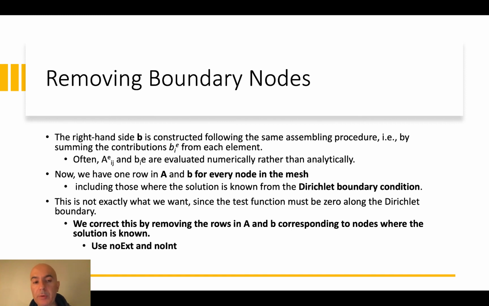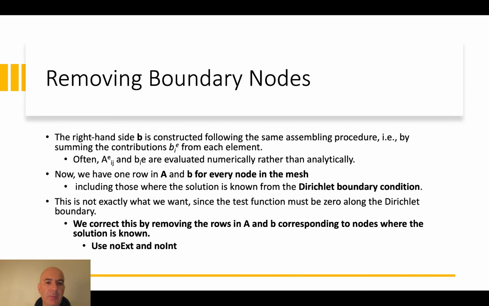And also we are going to follow the same procedure we saw in the previous slide, that is summing up all the contribution coming from each element. In this case it will be b_i^(e), where e is the element. So often A^(e) and b^(e) are evaluated numerically rather than analytically. In this case, we use some geometrical consideration to calculate.